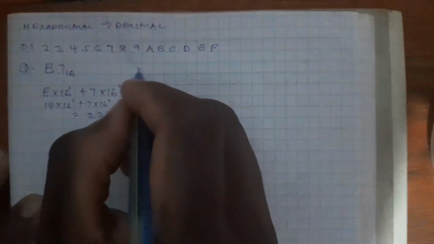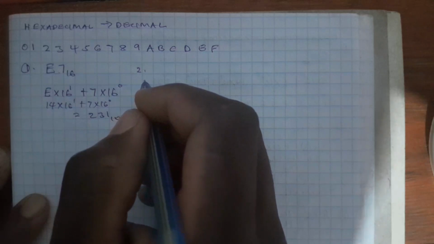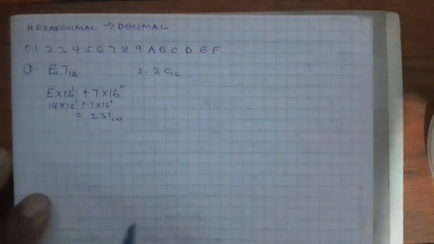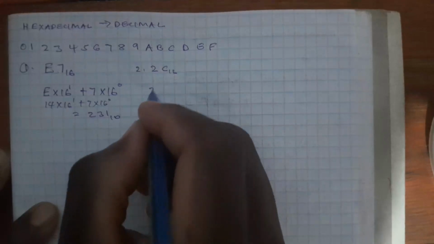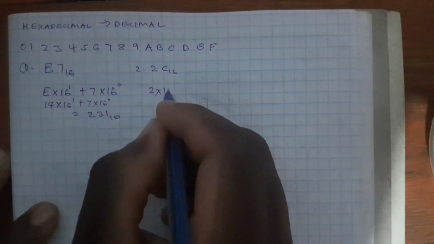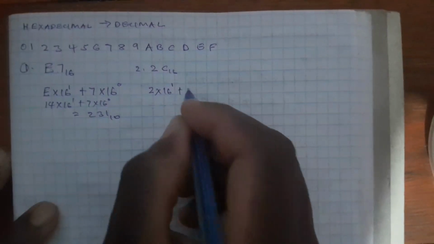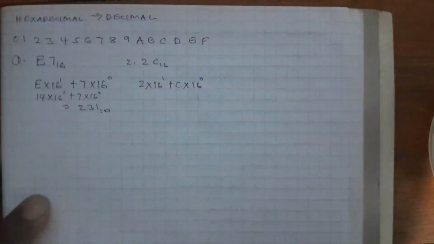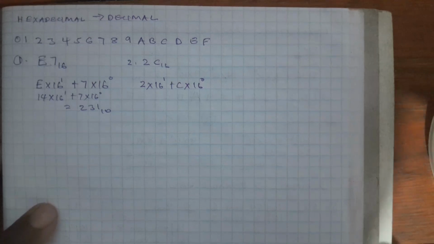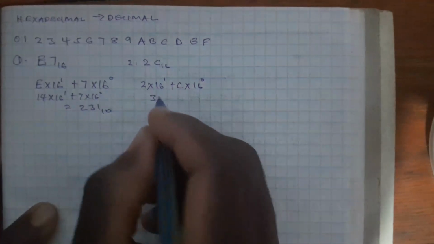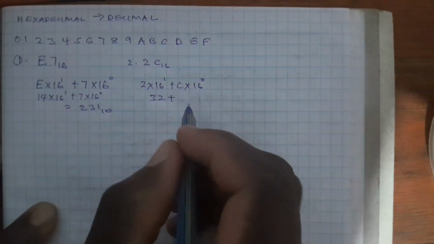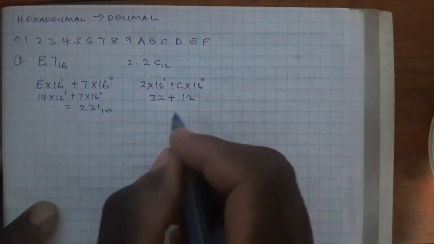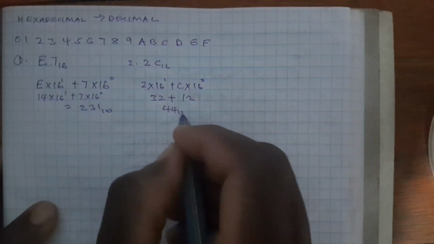Let's look at the second example. Our second example, you have 2C to the base of 16. What you do is the same. You multiply 2 by 16 to power 1 plus C by 16 to power 0. 2 times 16 to power 1 is 32. And then C times 16 to power 0 is 12. And when you add all this, you have 44 to the base of 10.